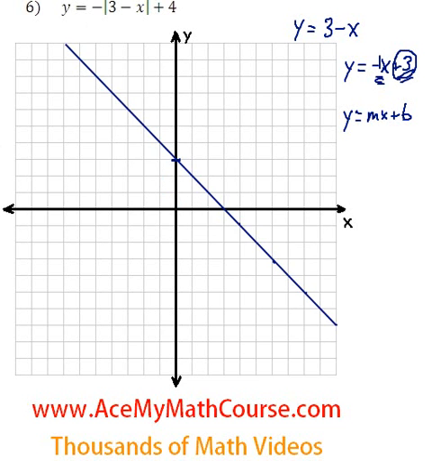Okay, but now we're interested in the absolute value. Actually, let me just label this line here. This is just y equals 3 minus x. But I'm interested in y equals the absolute value of 3 minus x. By the way, I'm just going to make all the transformations to the blue line so that it becomes eventually y equals negative absolute value of 3 minus x plus 4, right?